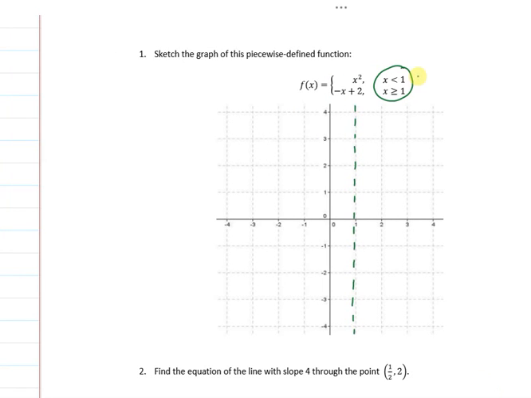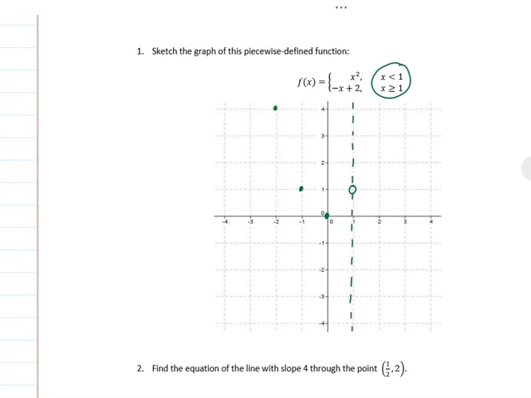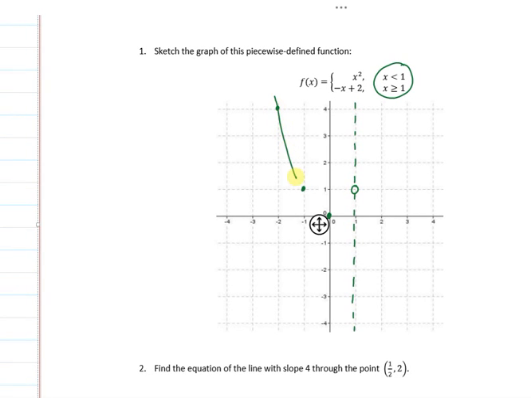On the left side of the line, where x is less than 1, it wants to be x squared. So I know that 1 squared is 1. I'm going to put an open dot there since it's less than 1. And then 0 squared is 0, negative 1 squared is 1, negative 2 squared is 4. So I want to draw the function like this.